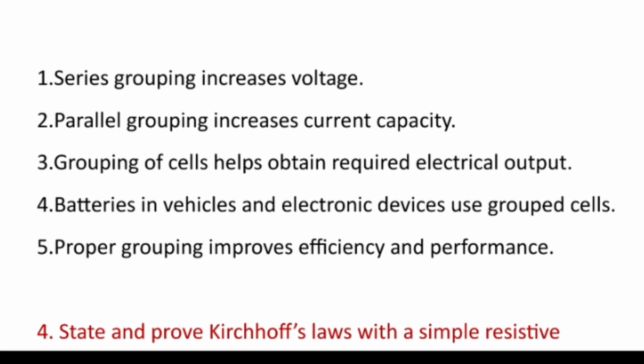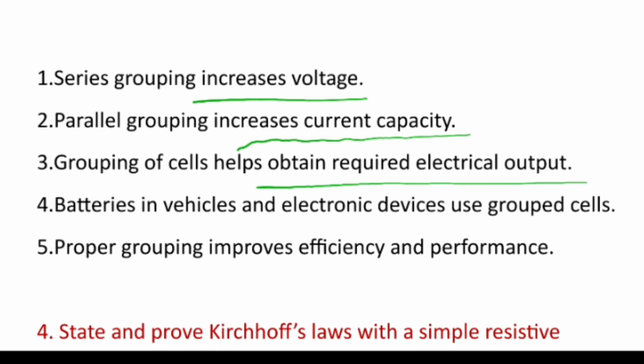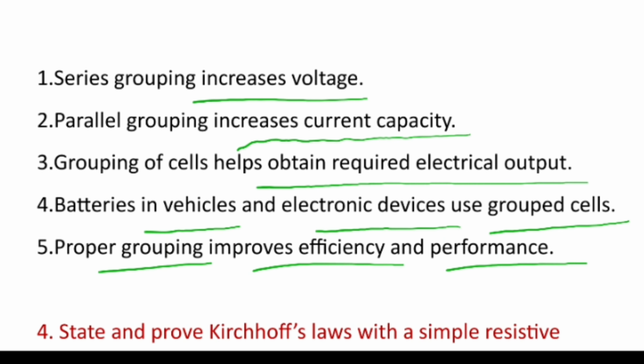An important point: series grouping increases the voltage, parallel grouping increases the current capacity. Grouped cells help you obtain the required electrical output. Batteries in vehicles and electronic devices use grouped cells. Proper grouping improves efficiency and performance.